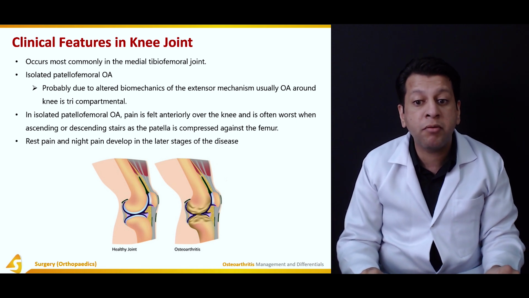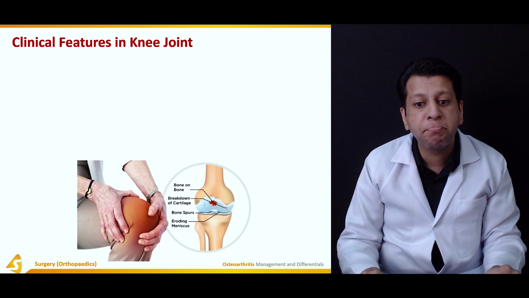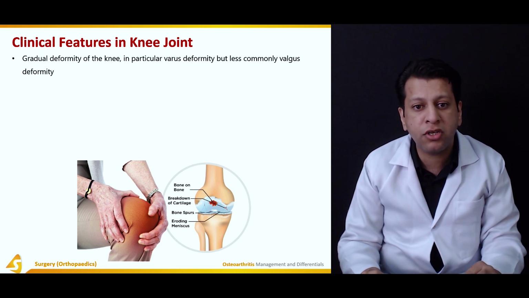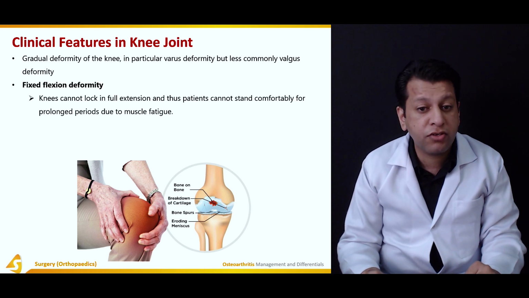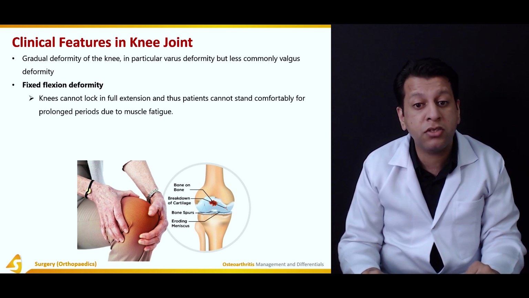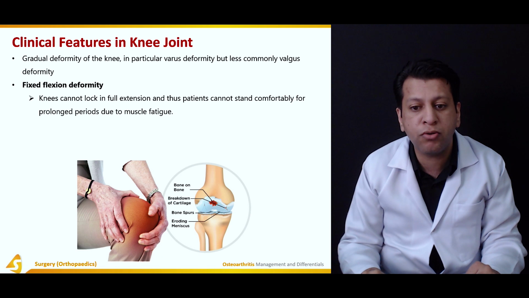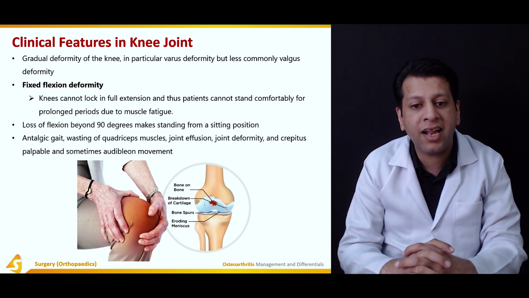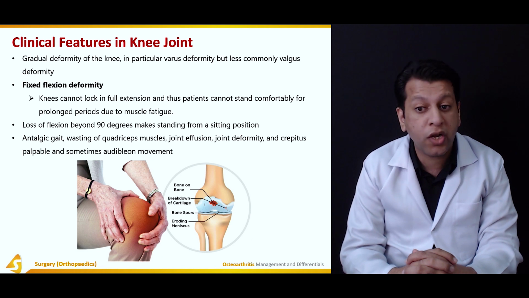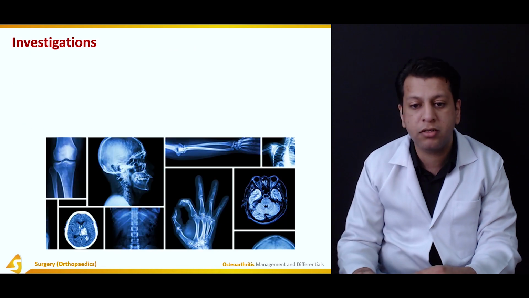Rest pain and night pain may develop in the later stages of the disease. Special features on examination include gradual deformity of the knee, in particular varus deformity, although valgus deformity is sometimes present as well. Fixed flexion deformity sometimes can be seen. Knees cannot lock in full extension, thus the patient cannot stand comfortably for prolonged periods due to muscle fatigue. Loss of flexion beyond 90 degrees makes standing from sitting very difficult. There is antalgic gait, wasting of quads, joint effusion, joint deformity, and crepitus, palpable and sometimes audible as well on movement.